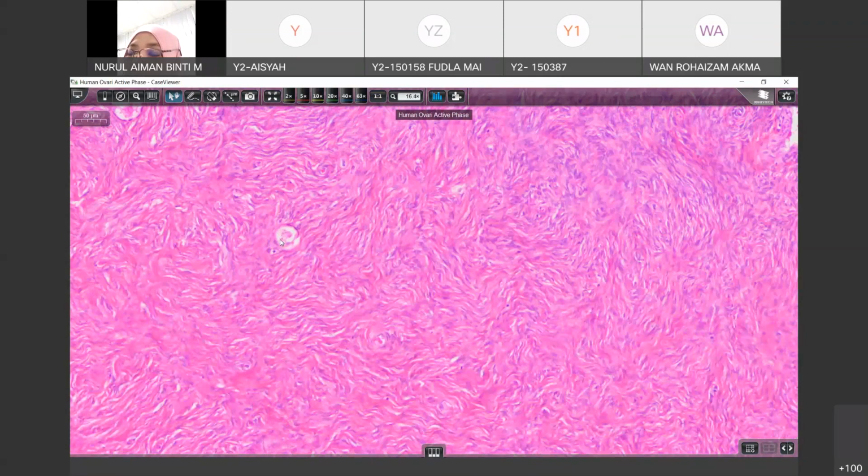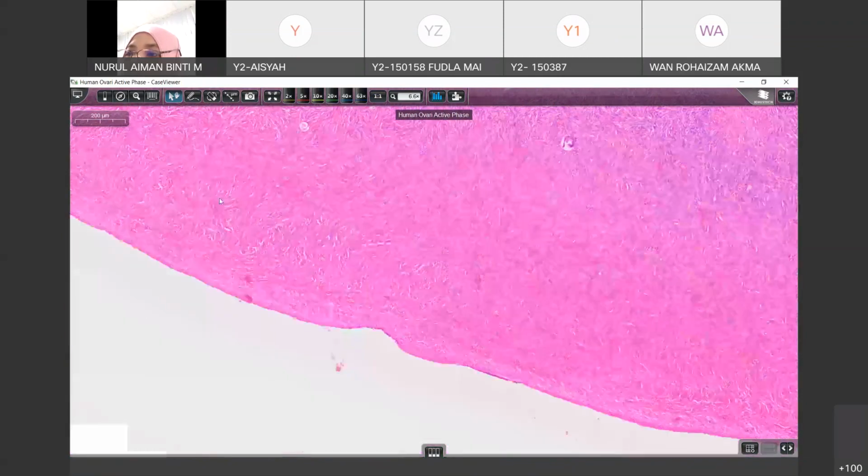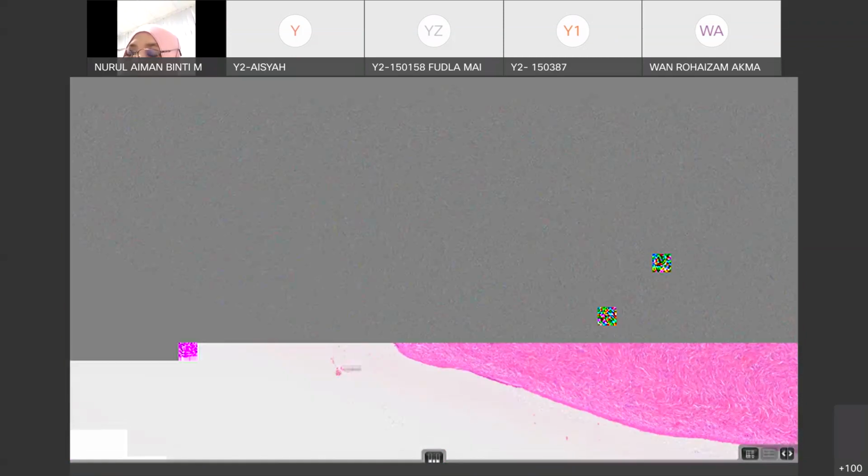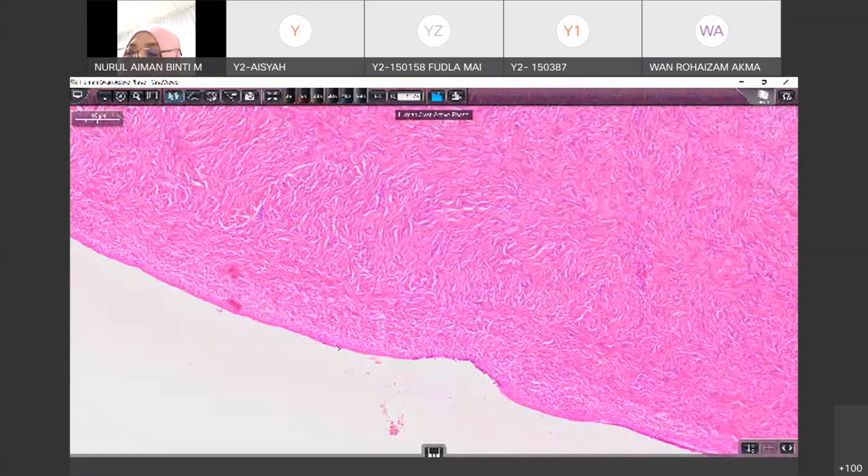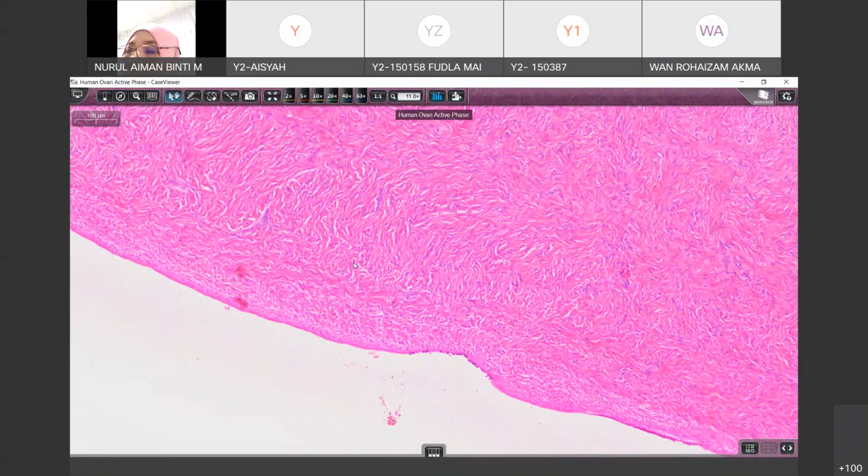So for the area of the cortical region, you have to remember that it is actually underneath the surface epithelium. You can see a very loose area here. This is the tunica albuginea of the ovary. Tunica albuginea of the ovary. But a very compact area here.